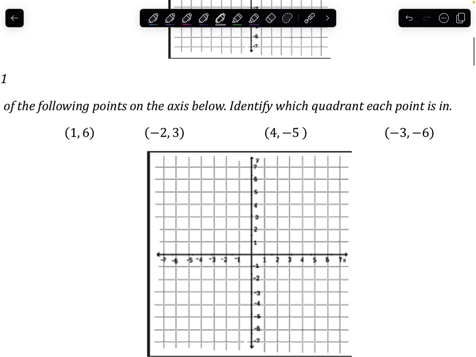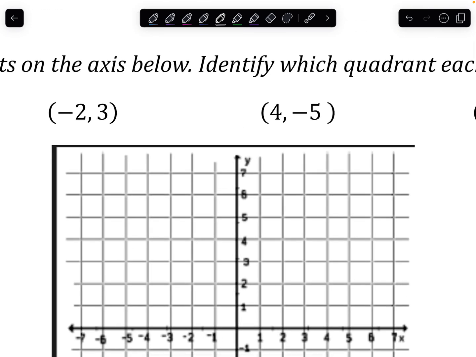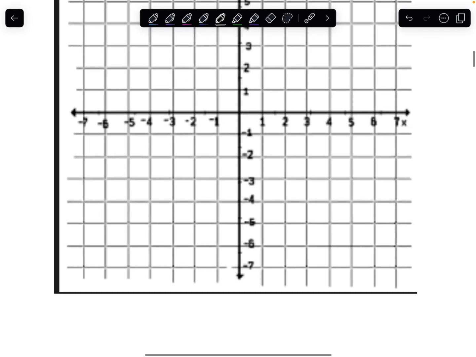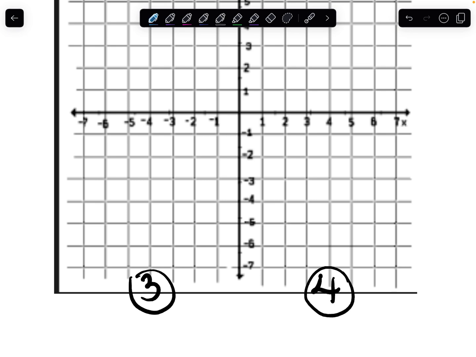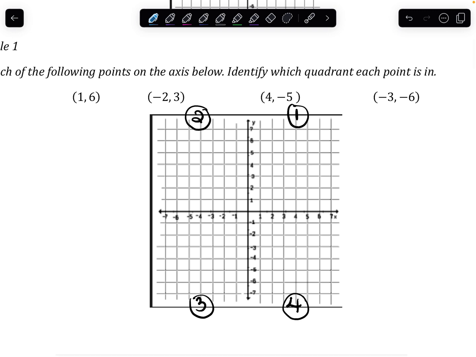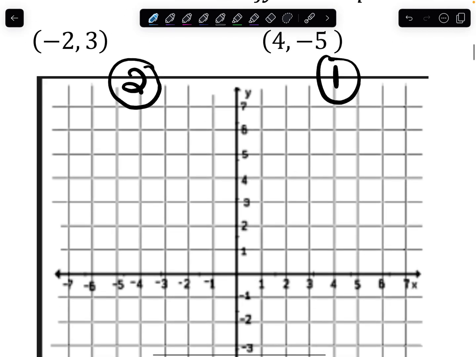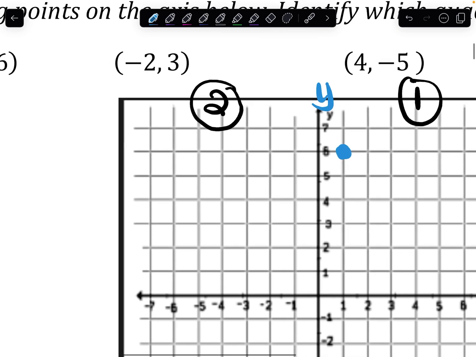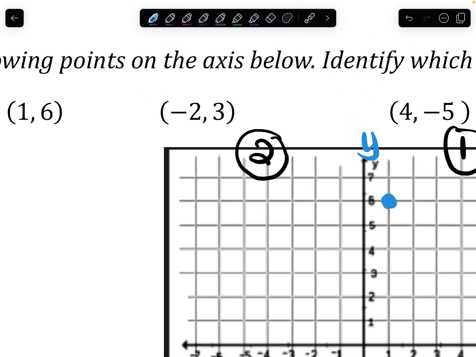As far as your quadrant numbers, this is quadrant 1 here, and then it goes counterclockwise. Quadrant 2, down below, this is quadrant 3, and finally quadrant 4. So plotting points, our first point 1 comma 6: right 1 on the x-axis, up 6 on the y-axis. Remember, this is your x-axis, this is your y-axis. So 1 comma 6 is going to be here. That point is in quadrant 1.